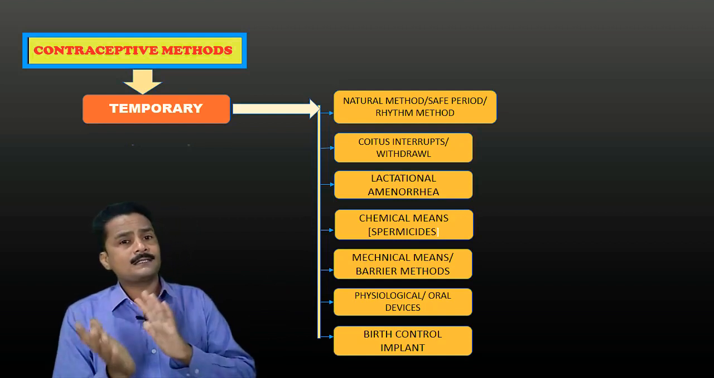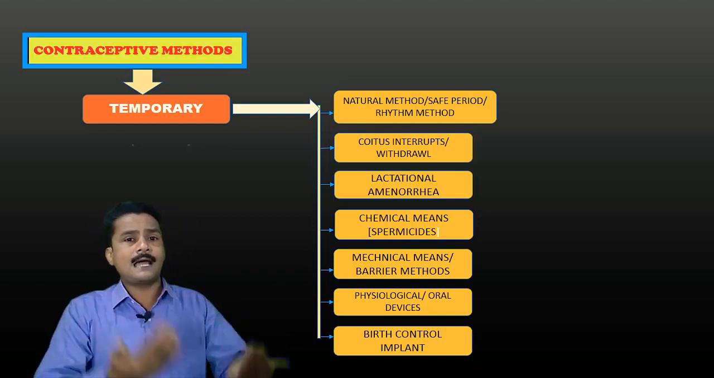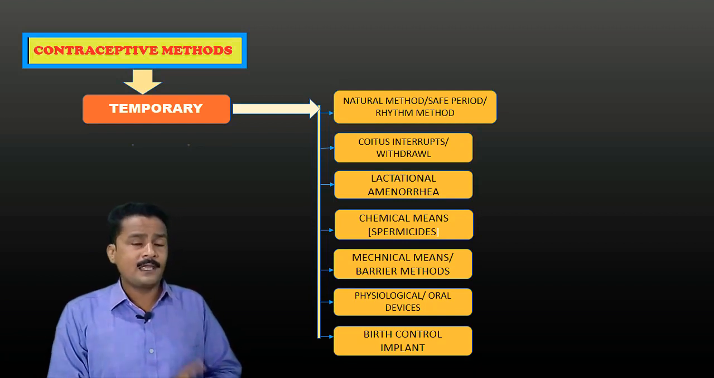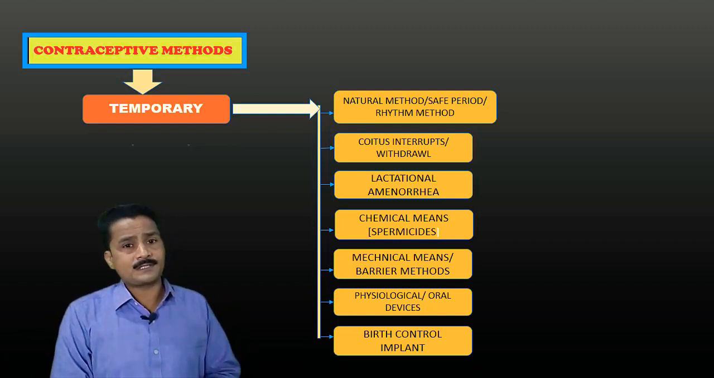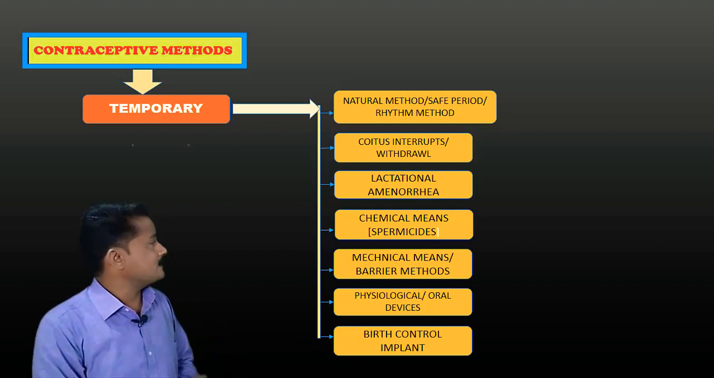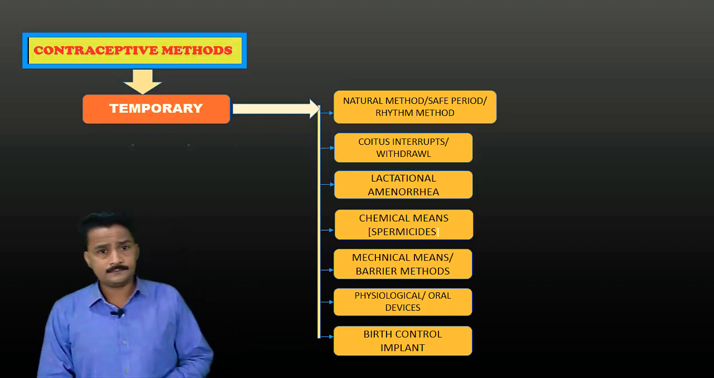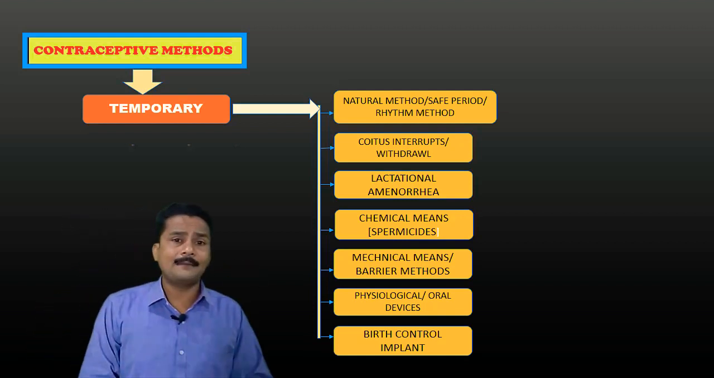Why? Because the fluid which is given out before ejaculation, called the pre-ejaculatory fluid, may contain secretions from glands like Cowper's gland. That fluid may contain sperms and that may cause pregnancy. So it is not a 100% accurate method. The third method is called lactational amenorrhea.